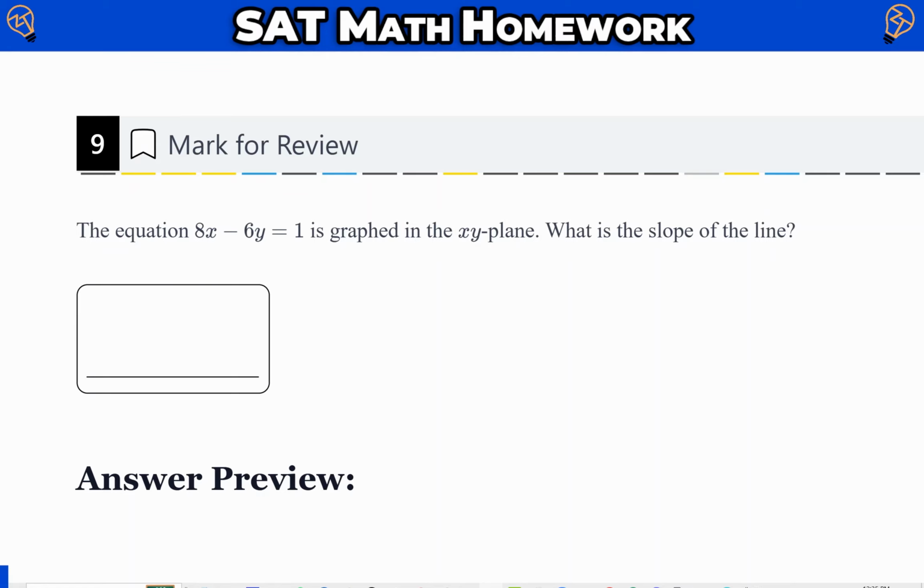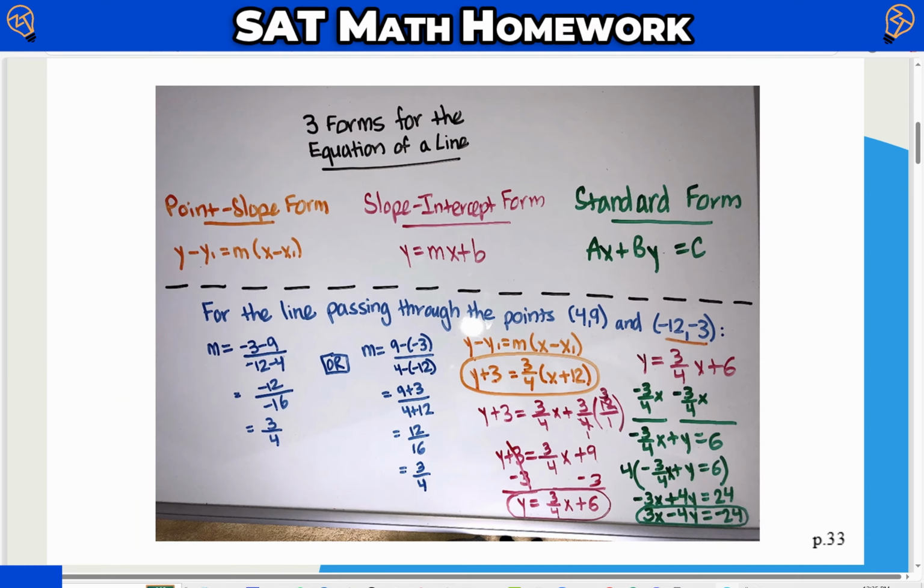So here we can see that they're definitely asking us to find the slope of the line. And what's helpful to know is what format the equation is that's given to us. If you recall from page 33 of our math reference document, you can see that right now we have standard form. Our goal really is to get into slope-intercept form so that we can readily find the slope, which is the constant directly in front of x.